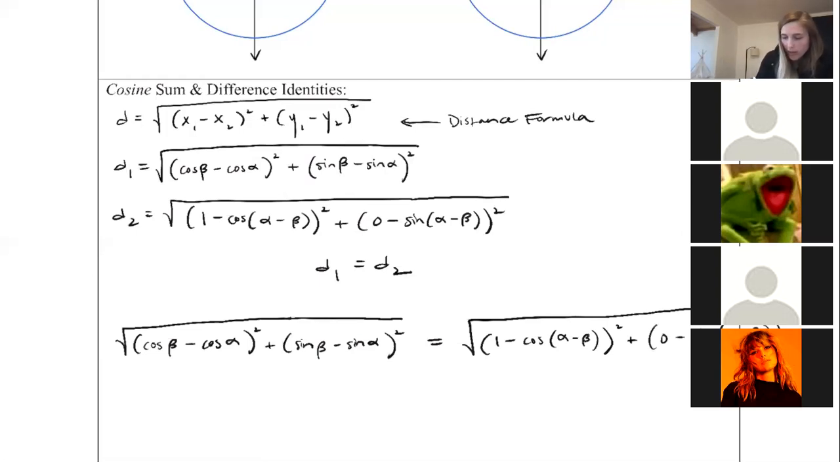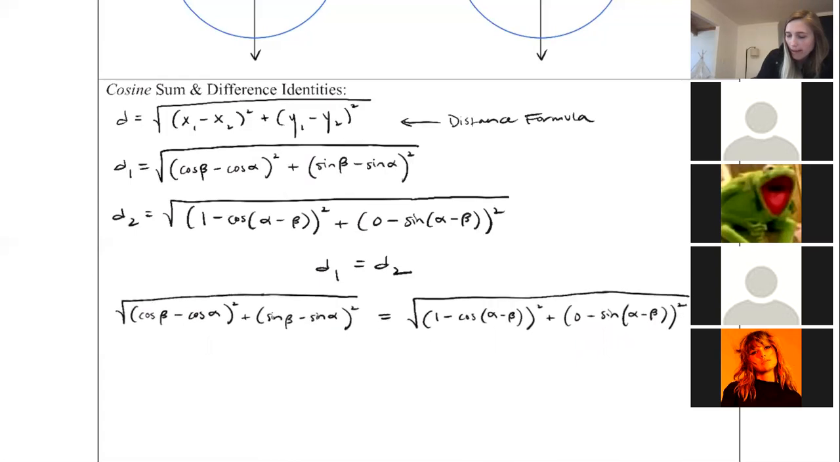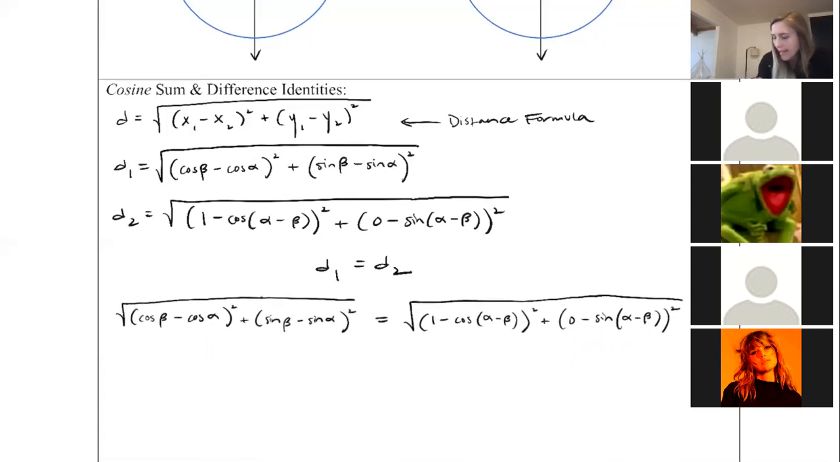This is the honors class. You should be interested in where these formulas, these identities that I'm telling you that you have to memorize, are coming from. You should be interested in where they're coming from.